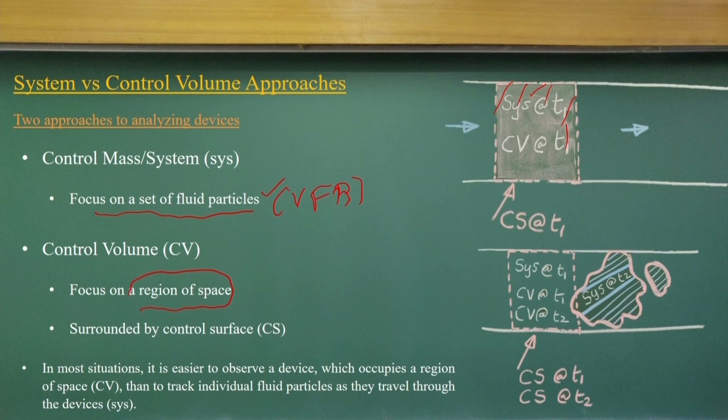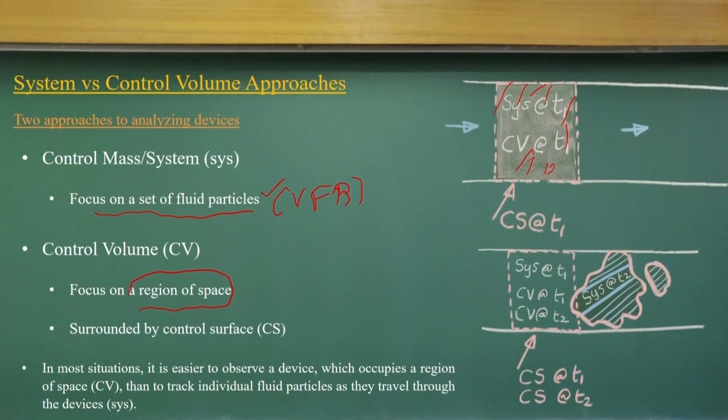Okay. That is the basic difference. It is a space definite. It is not related to virtual fluid balls, which have motion. The space can have motion, but we define the space, which is the control volume. So that means we are at the space level, not the particle level.